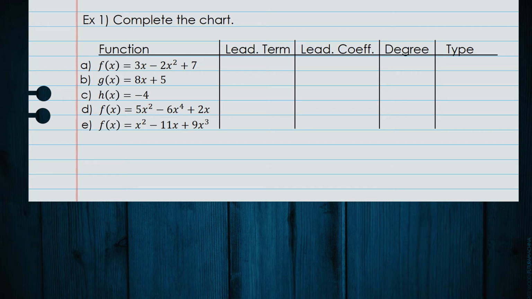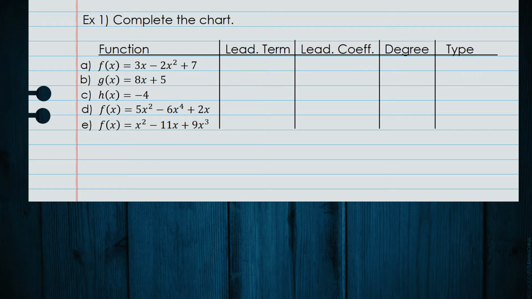Example 1, complete the chart. And so we have 5 different columns. The first column identifies the function. The next column wants the leading term. The next column, the leading coefficient. Next would be the degree. And the last column is the type. And so we're going to look at several examples.